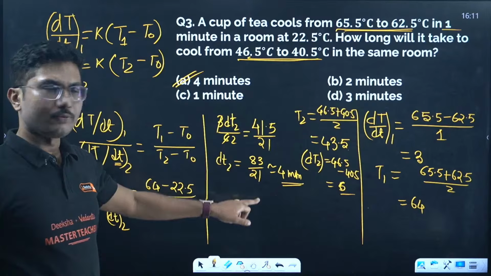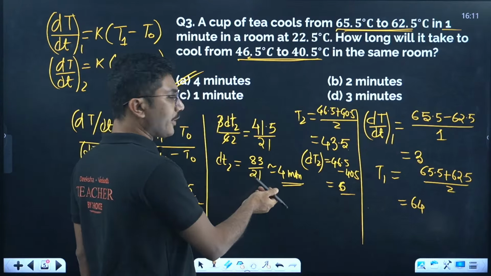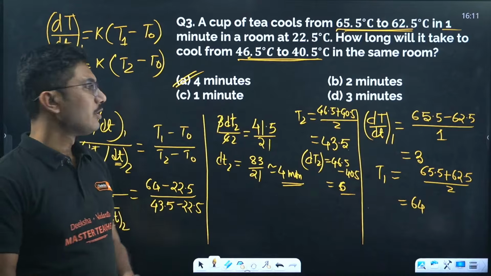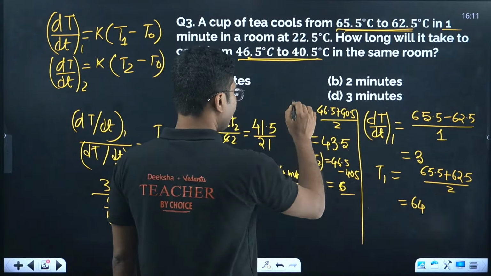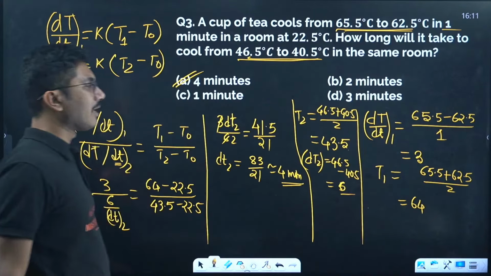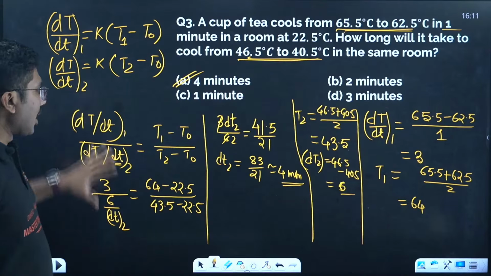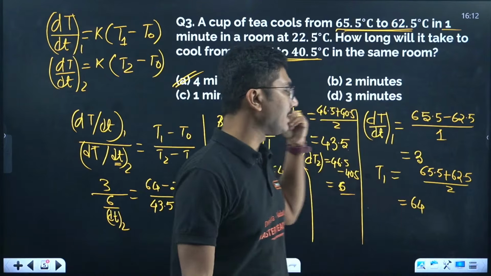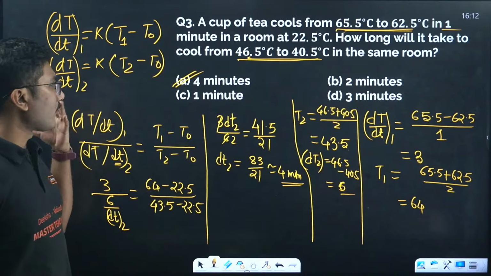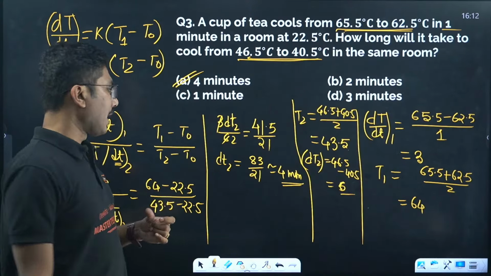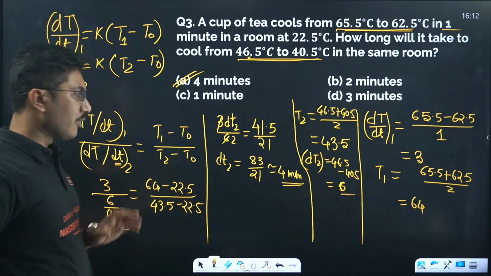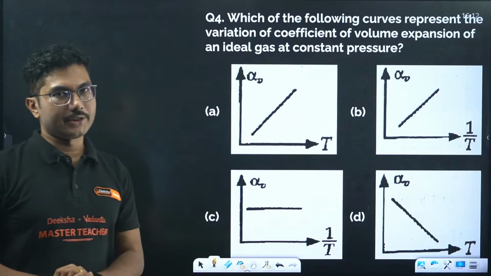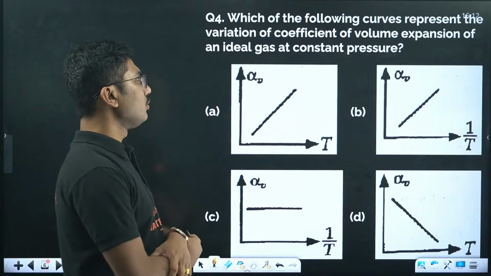Now how is it 4 minutes? Because 4 into 21 is 84. Here we have 83, so the closest whole number is 4. So the correct answer will be 4 minutes. Be careful with this kind of question. You have to remember that you have to find the mean temperatures, the temperature gradients, etc. But this kind of problem is very common in KCET, and it used to come almost every alternate year. It did not come for about 2-3 years, but if this question comes, you should be able to solve it.